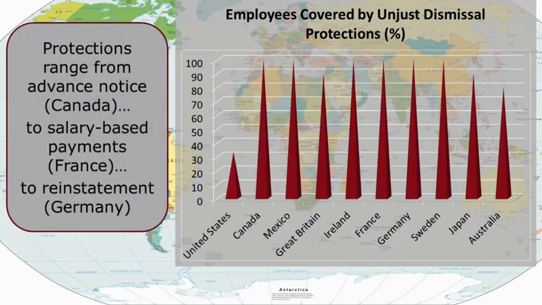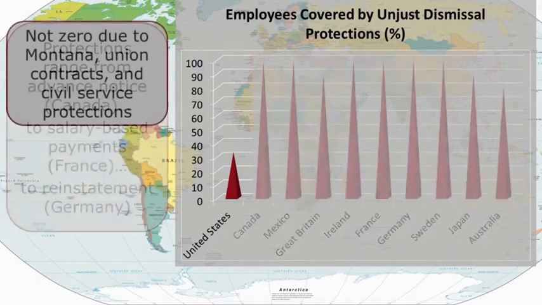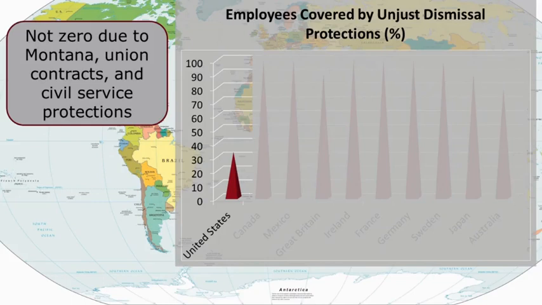In Canada, you need to provide notice. In France, you can terminate somebody but make a payment to that person. Whereas in some other countries, Germany, for example, you might have to reinstate an employee who was unjustly or unfairly terminated. Now, but why isn't the United States zero?